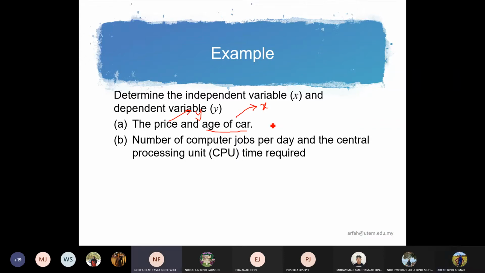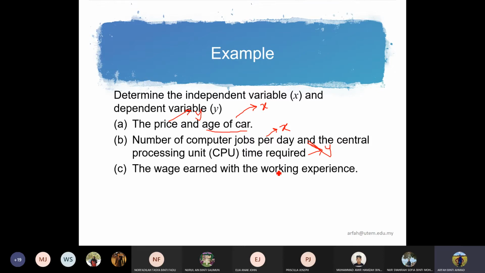Number of computer jobs is X, CPU time is Y. Betul or not yang lain? Betul. Okay, betul. Sebabnya kalau katakan satu hari tu awak ada 10 job yang awak kena settlekan guna komputer, that means makin lama lah masa yang diperlukan oleh komputer awak. So number of computer jobs ni akan tentukan berapa masa yang diperlukan oleh central processing unit CPU. Okay. So yang ke C, the wage earned with the working experience.